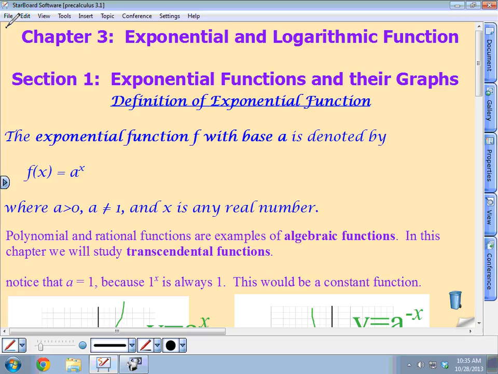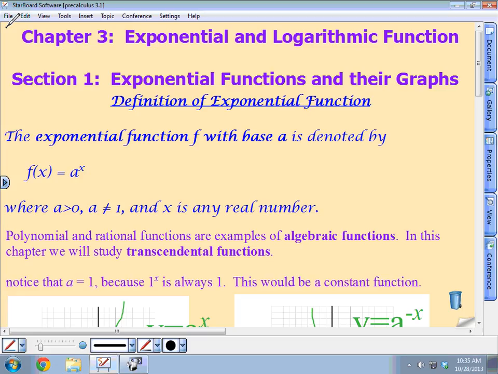What is the definition of an exponential function? The exponential function f with a base a is denoted by f of x equals a to the x. Notice that a has to be positive. We don't use a negative number, so the base is positive. And notice that a does not equal 1.